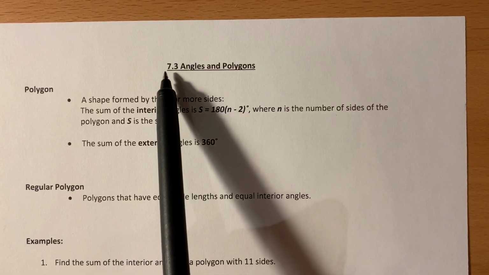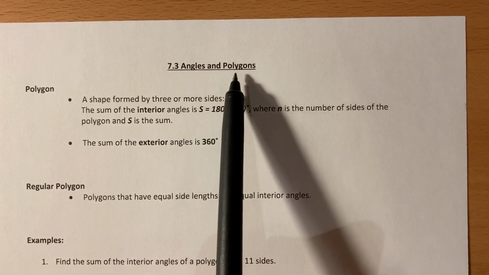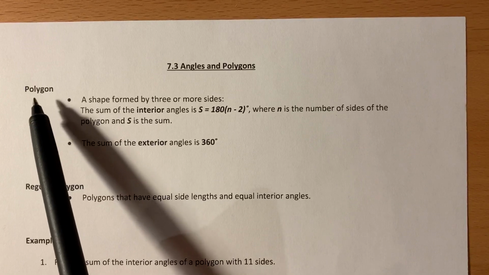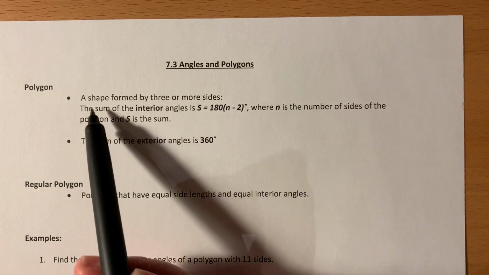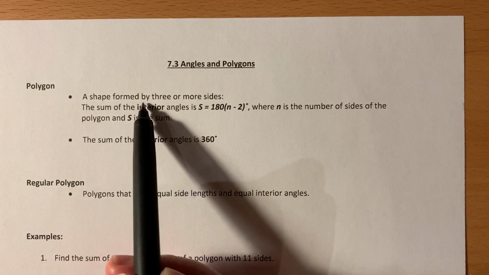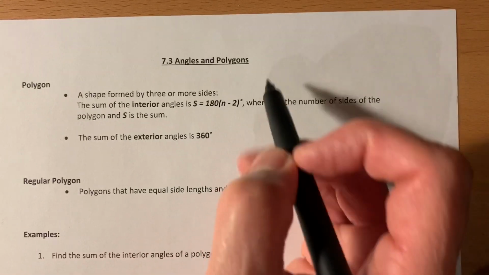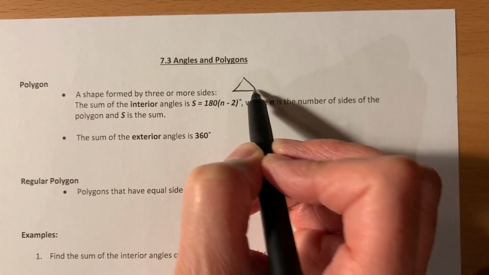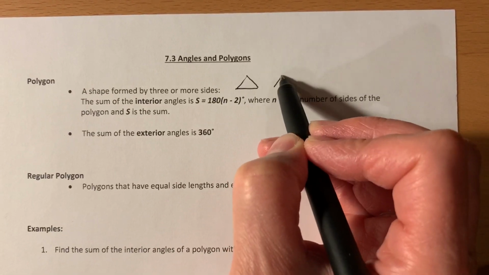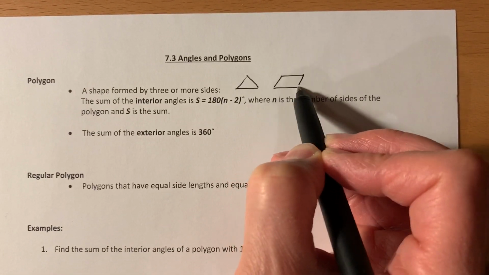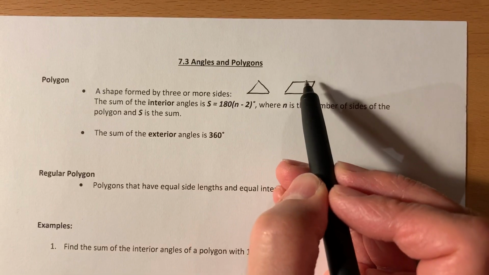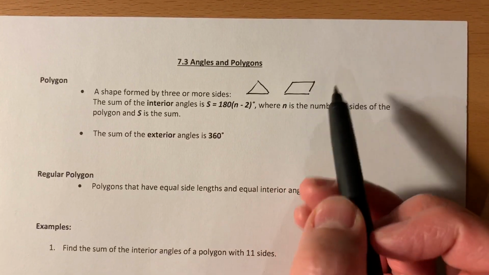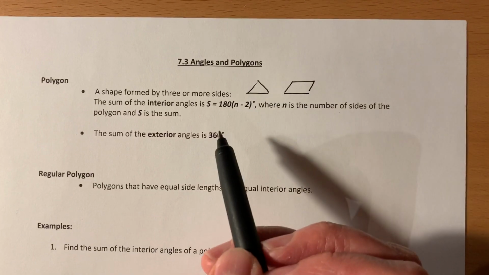Okay, so let's look at section 7.3, angles and polygons. Let's look at what a polygon is. It is a shape formed by 3 or more sides. Something like a triangle has 3 sides, okay? A quadrilateral has 4. A pentagon, a hexagon, these are what polygons are.